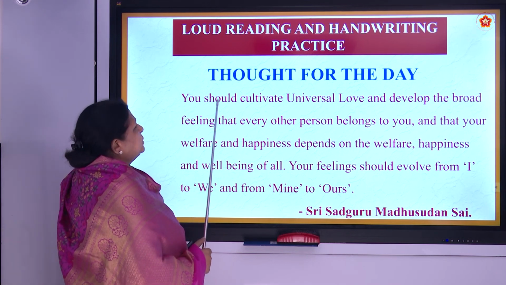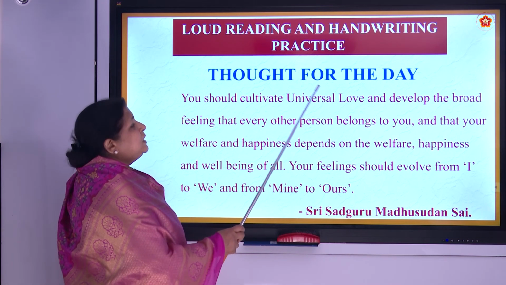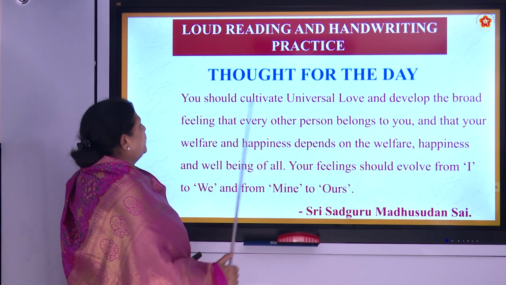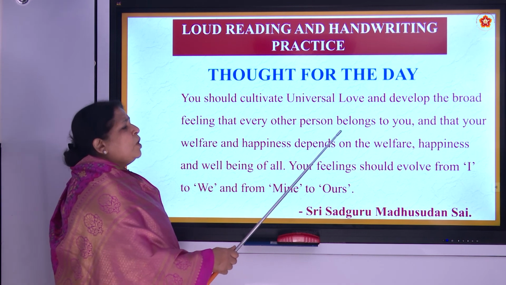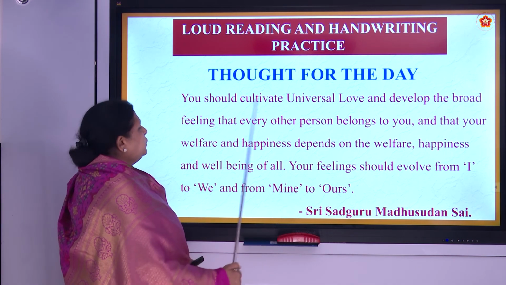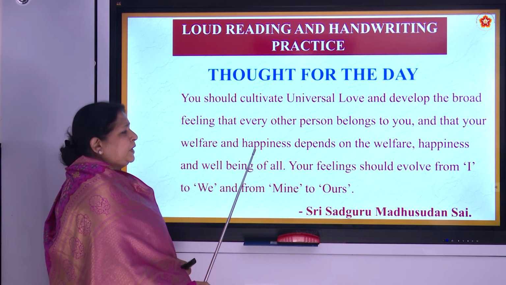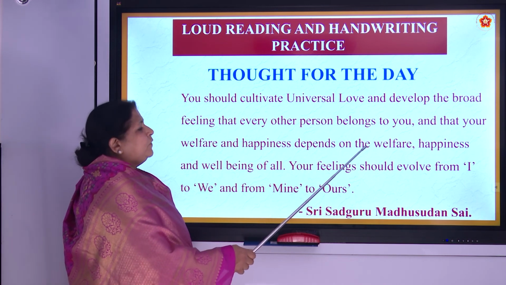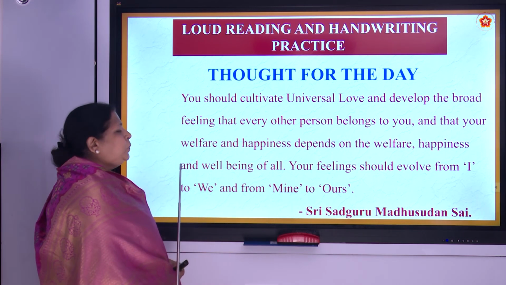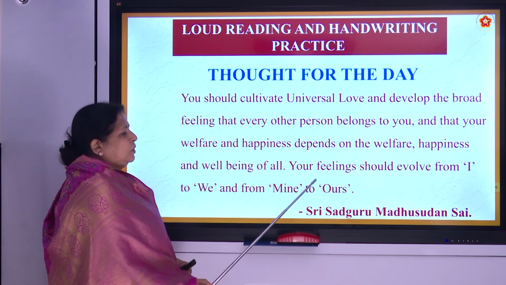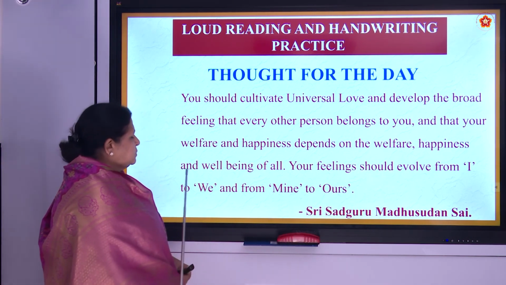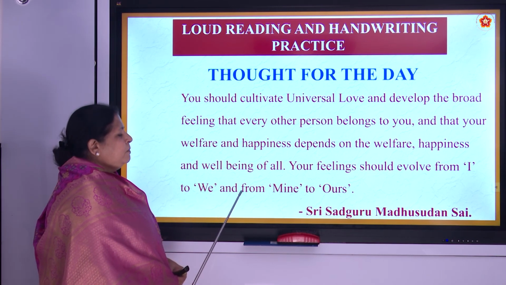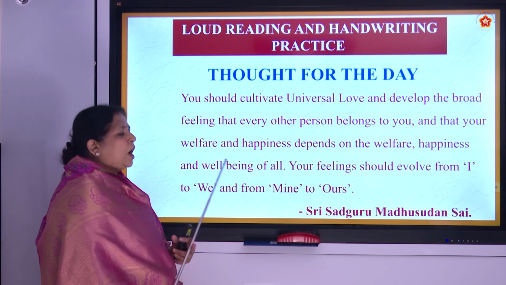So you should cultivate universal love and develop the broad feeling that every other person belongs to you and that your welfare and happiness depends on the welfare and happiness and well-being of all. Your feelings should evolve from I to we and from mine to ours.